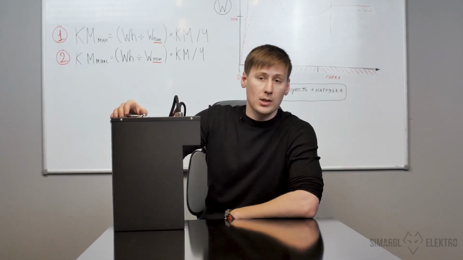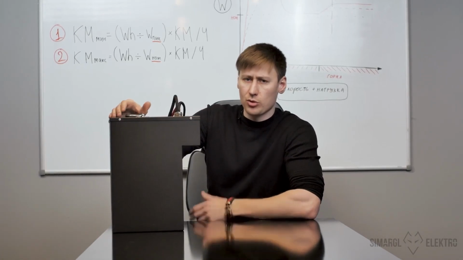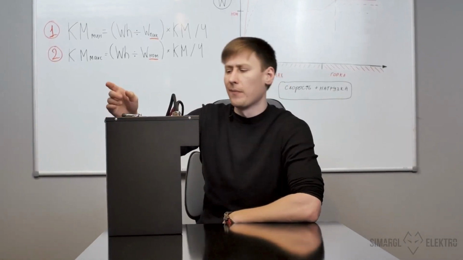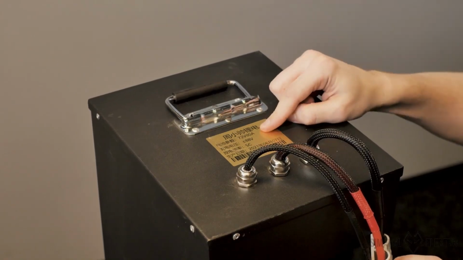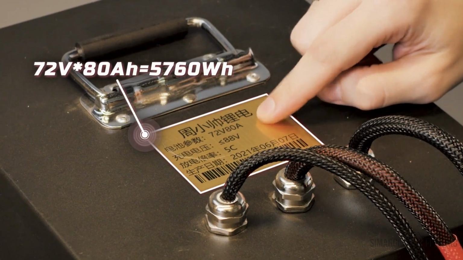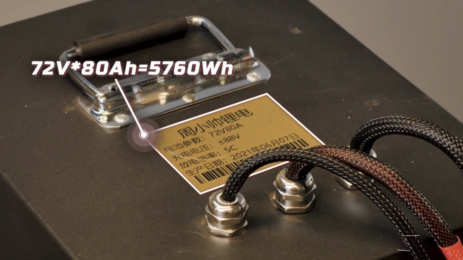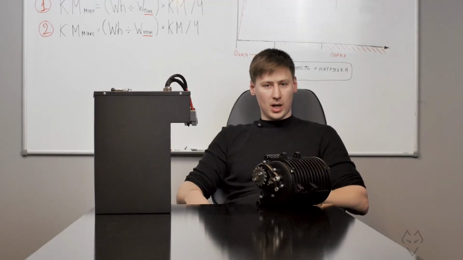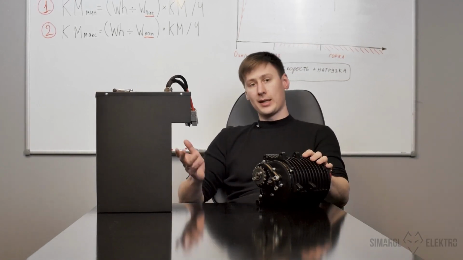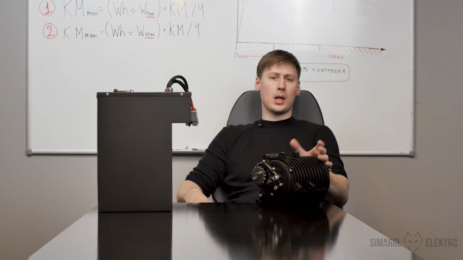Let's start with the battery capacity in watt-hours. To do this, we simply multiply its voltage by its capacity in ampere-hours. For example, this battery is 72 volts and 80 ampere-hours, which, when multiplied, gives 5,760 watt-hours. Next is the motor power. The nominal power is usually indicated right on the motor itself, and it's very easy to check. The peak power, however, is not.